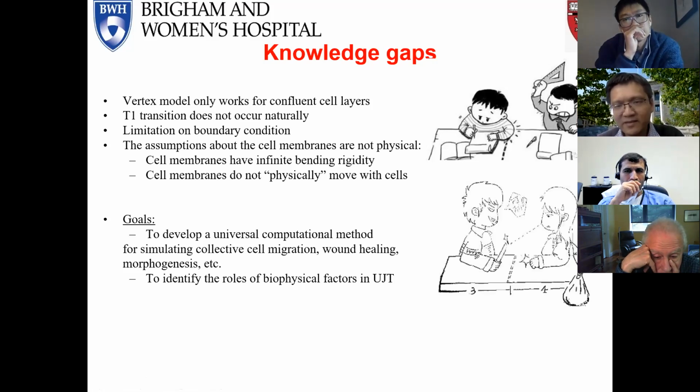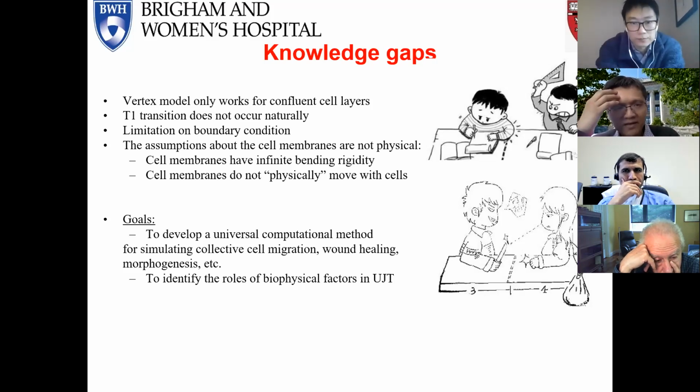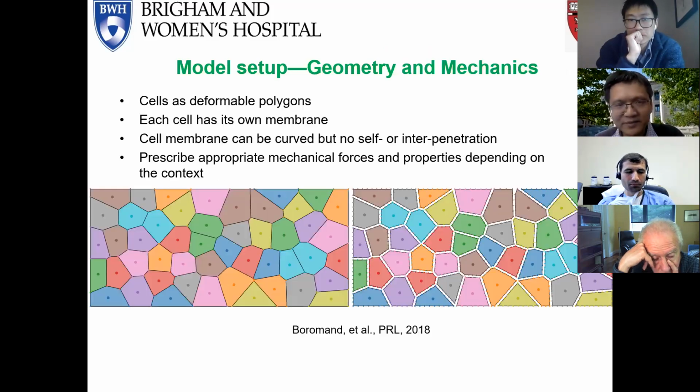But in reality, I think it should be more like this. Between two cells, there should be two boundaries, right? One belongs to each of the cells, and they should move along with the cells when they deform and migrate. That's why I set out to develop a more universal computational method for simulating collective cell migration, one that would hopefully also work for wound healing and morphogenesis, and then also try to identify the roles of biophysical factors in unjamming transitions.